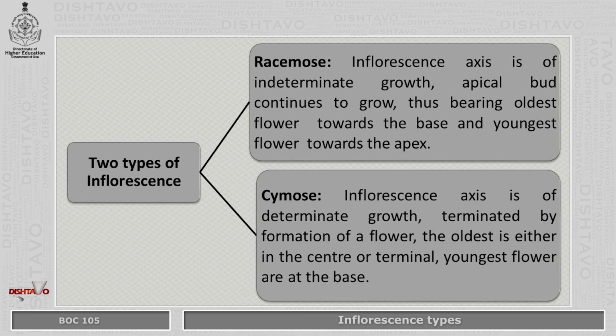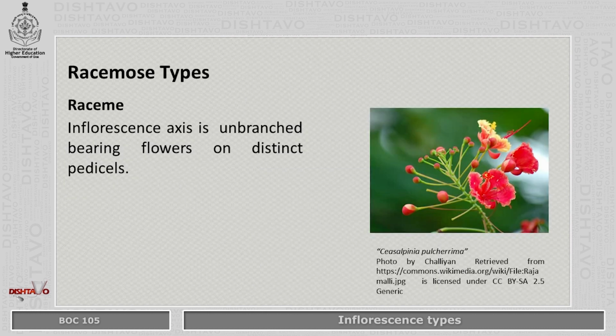In cymose inflorescence, the oldest flower is either in the center or terminal, and the youngest flowers are found at the base of the terminal flower. Racemose inflorescences are further classified into various types, and we will look into these different types. We have raceme. In raceme, the inflorescence axis is unbranched, bearing flowers on distinct pedicels. In Caesalpinia, the older flowers are at the base and younger flowers are at the apex, and they are distinctly pedicelled.